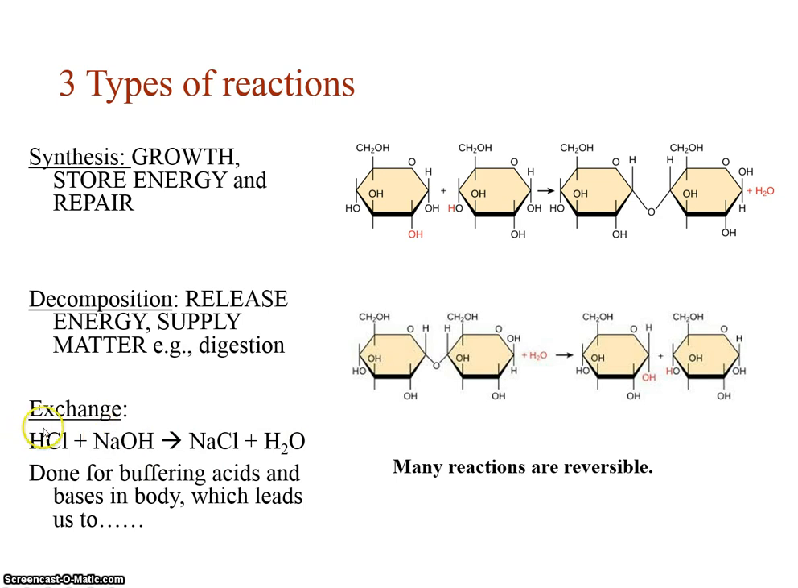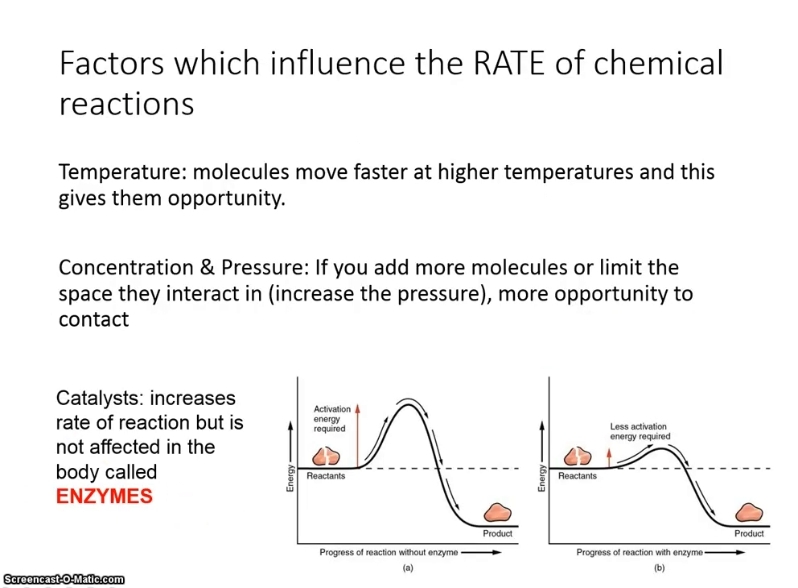So I'll give you an example again. Buffers do this. Hydrochloric acid, sodium hydroxide, a very strong acid and a strong base. When they get together, we just rearrange this and we can get a salt and water. And I say this is done for buffering acids and bases, which leads us to how we do these reactions, and what influences these reactions. And we're going to get to that. Acids and bases are going to have some influence on this, and we're going to do this in lab as well.